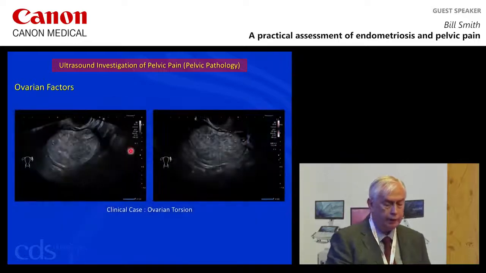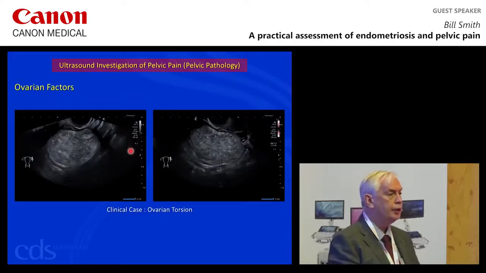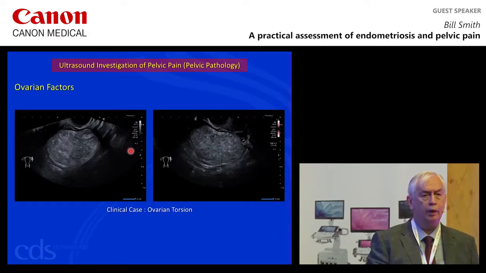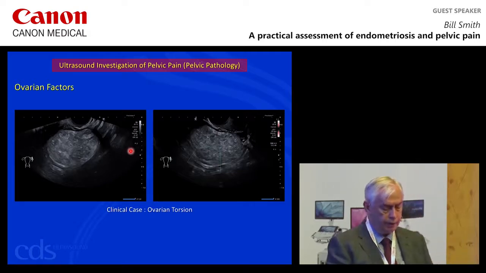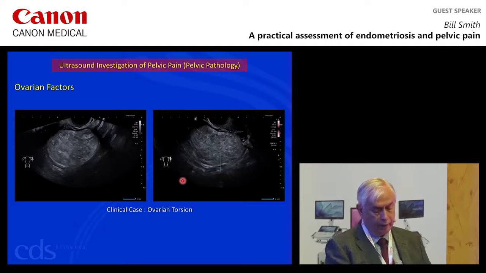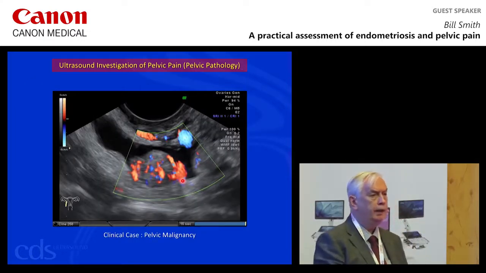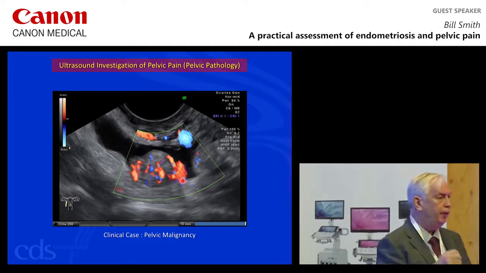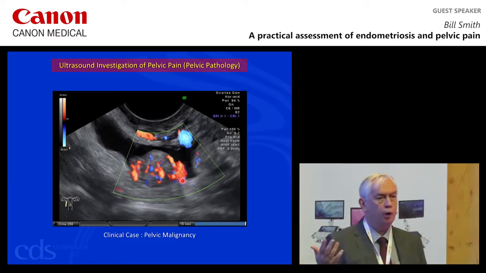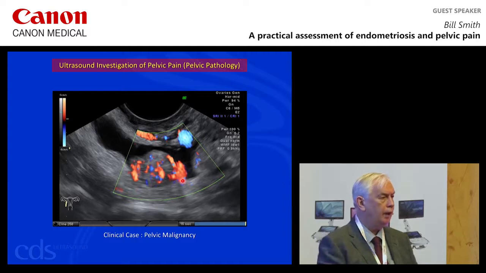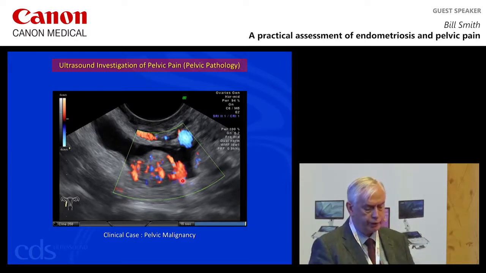Obviously, we've already touched on the issue of torsion. Here's a dermoid cyst that has torsion. There's no blood flow around there. We find this lesion sitting in the pelvis causing pain. This is a secondary lesion, but you can see straight away from the color Doppler that this is a high-risk lesion. It's a source of pelvic pain.